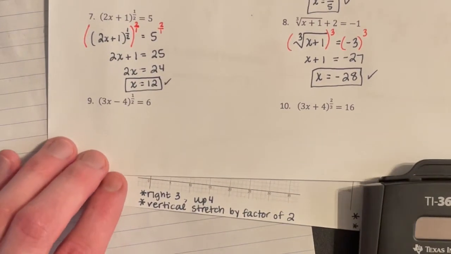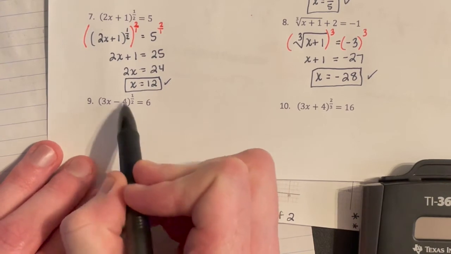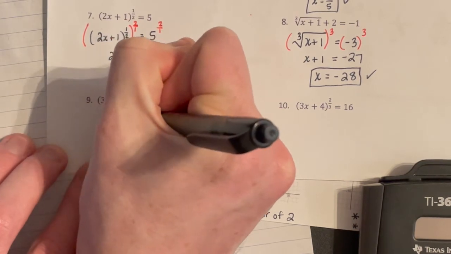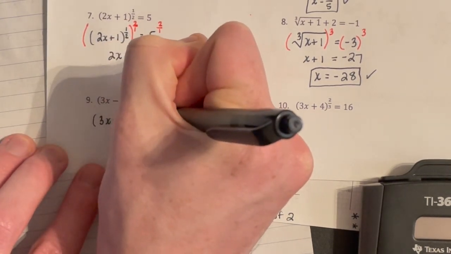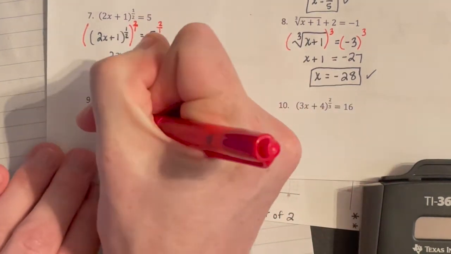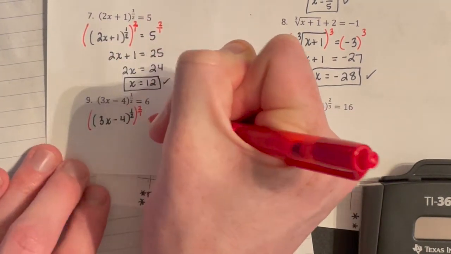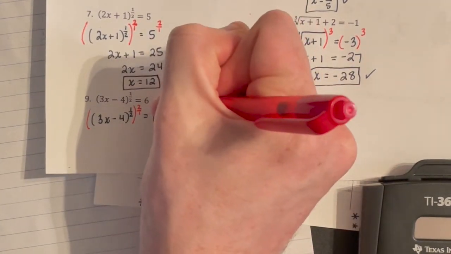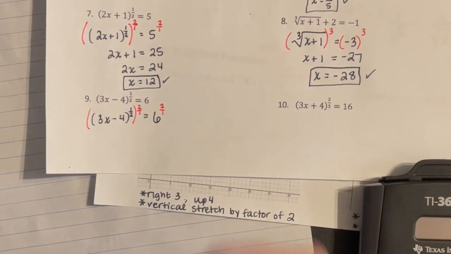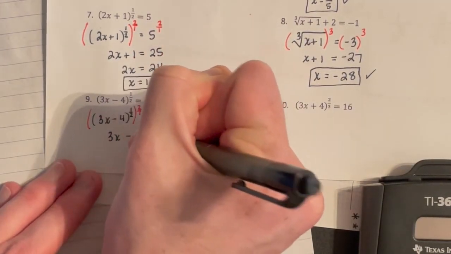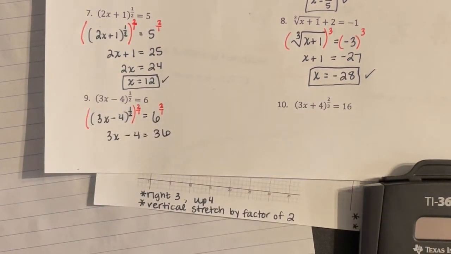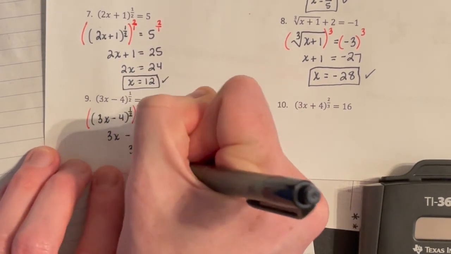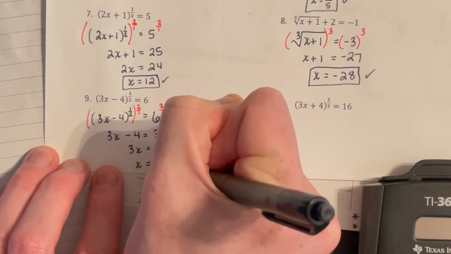Last two here. Again, the opposite of a 1/2 would be to a 2/1. So I'm going to raise that to the 2/1 power. All right, so that 6 is also going to be raised to the 2/1. And I have 3x minus 4 equals 36 because 6 squared is 36. We add 4, that would be 40. And then divide by 3 is 40/3. That doesn't reduce.